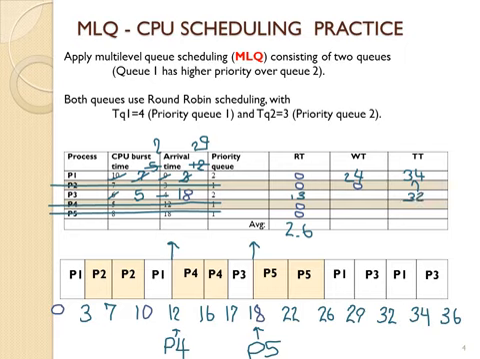P3 finished at time 36 and arrived at time 4, so it was active in the system for 32 time units and waited 26 of those time units. P4 was active in the system for 5 time units and didn't wait at all. And P5 was active in the system for 8 time units and didn't wait at all. And then you can take these numbers, add them up, and divide them by 5, and you can get the averages. So this is an example of a multi-level queue.